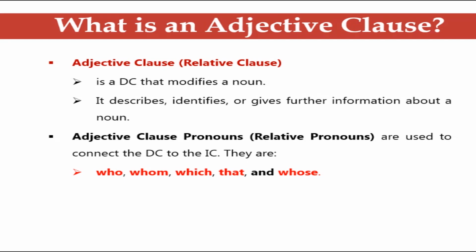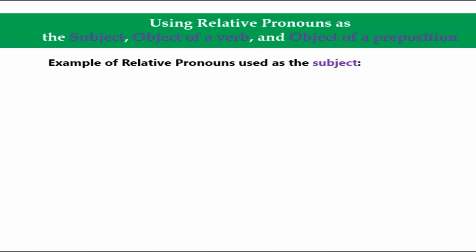So now let's move on and study about the second point, which is about how to use the relative pronoun as the subject or as the object of a verb or as the object of a preposition. Example of relative pronoun used as the subject. Example A. She is the girl who or that loves me.